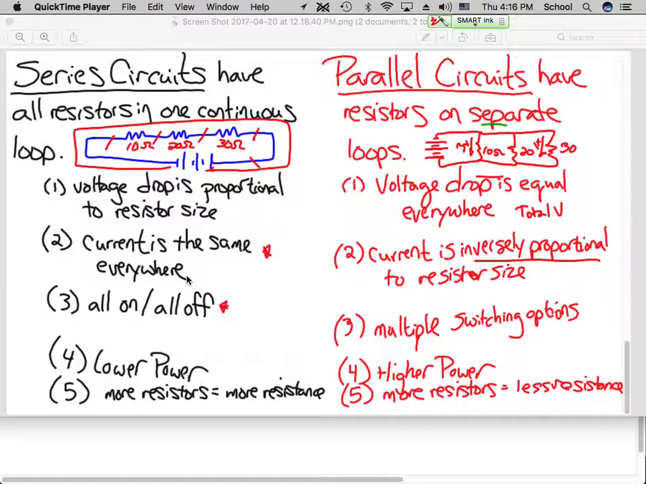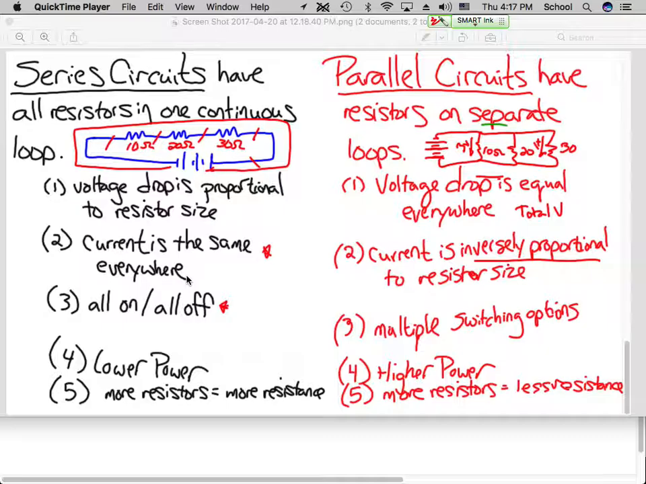You can't have part of them on and the other part off. It doesn't work that way in series. This is like cheap Christmas tree lights. If you have cheap Christmas tree lights, one bulb goes off, the whole string goes off. You have no idea which one is bad, but you know one of them is bad because they all went off.